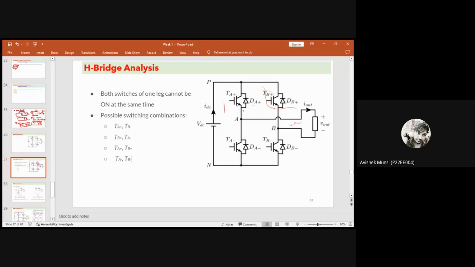The possible switch combinations: one is TA plus, TB minus, which means the current can return in this way. Another is TB plus, TA minus, which means the diagonal switches remain on. Okay, if it happens that the upper and lower switches of a leg, TA plus and TA minus, get on at the same time, then it will damage the circuit, right? Then the shoot through phenomenon will happen.